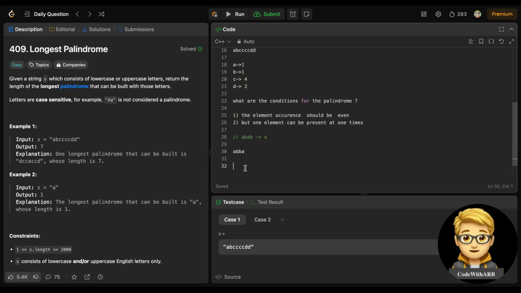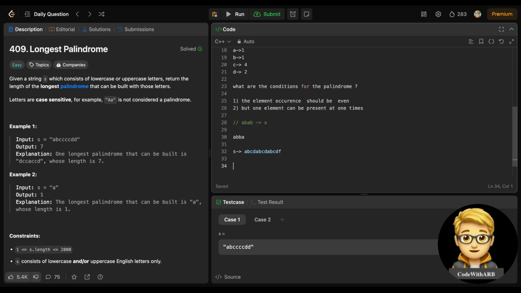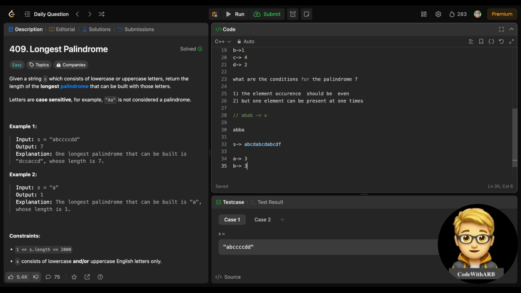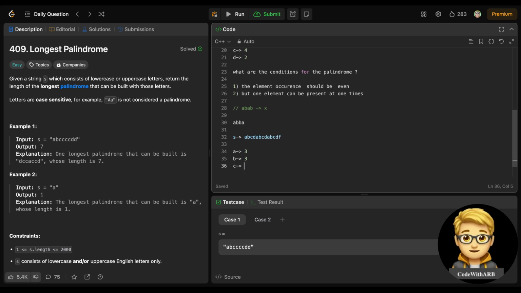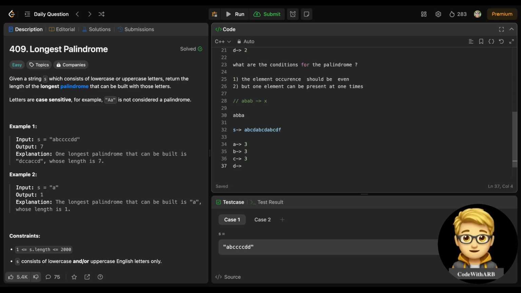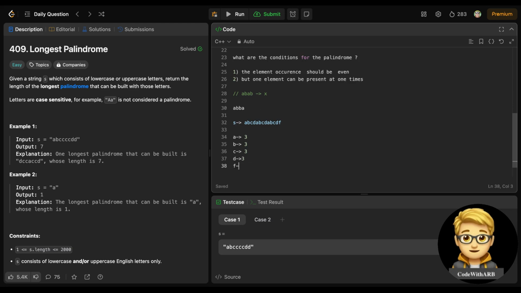But what if the elements are present an odd number of times? Suppose this string is given: ABCDEH, ABCD, then again ABCD and F, then again ABCD, then F. If you see how many times A is present: three times, B three times, C again three times, and D again three times, and F is one time. So how long a palindrome can we choose?